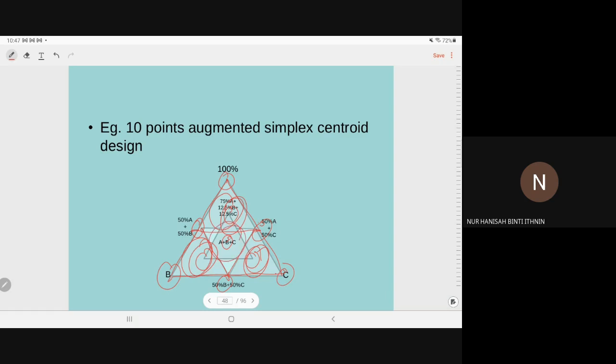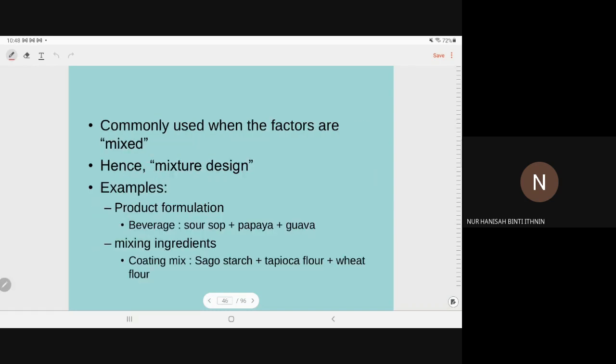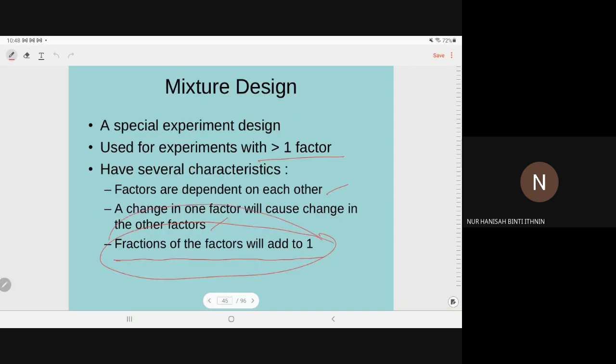Okay, so now we have a better representation of the experimental space so that we can have more confidence and accuracy in predicting our response. Any questions? So that is the mixture design. It is also for more than one factor, as long as it fulfills the requirement, that the fractions of the factors will add to one.